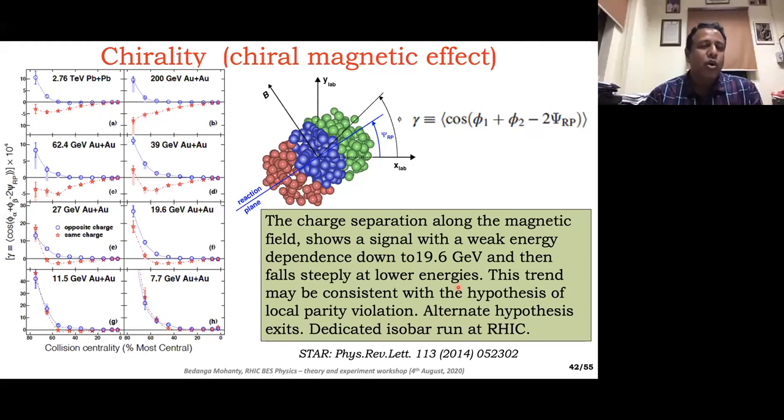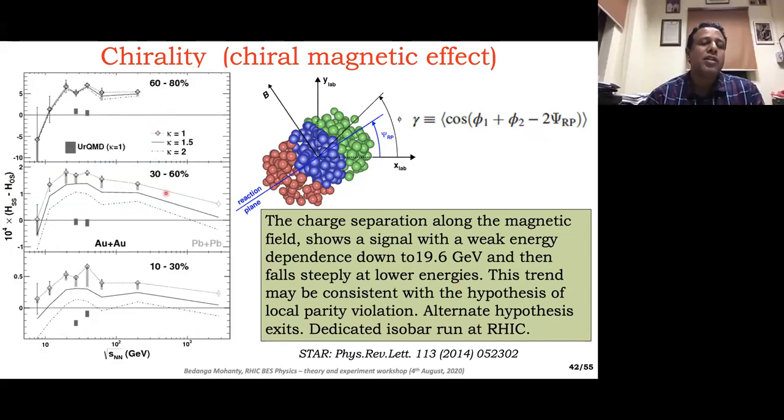Just to emphasize, some changes are happening as we go down in beam energy. This is the difference of this correlation between same sign and opposite sign as a function of collision energy for 3 different centralities. Let's look at this middle panel, and you can see that these differences go down as you go to smaller energies. And remember, phase 1 of the beam energy scan was looking for such turn off effects.